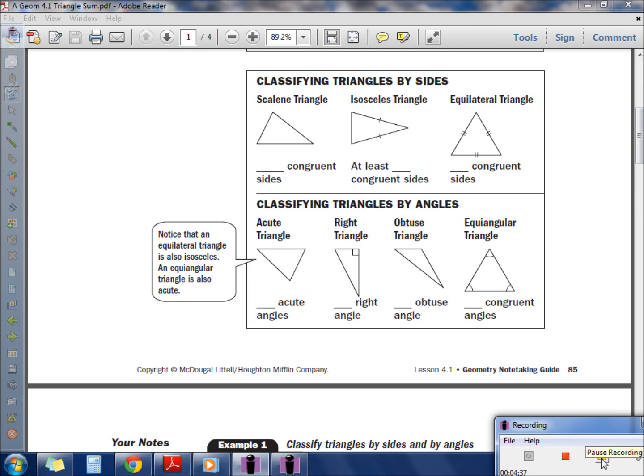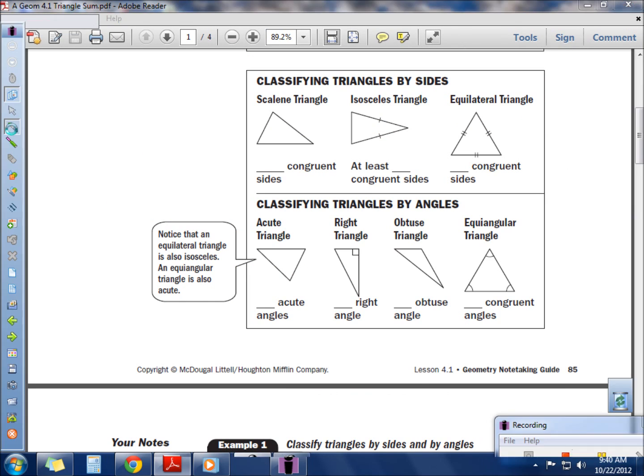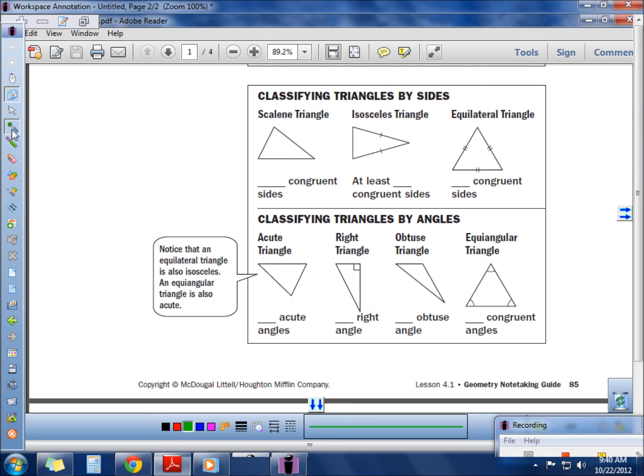Next up, we have classifying triangles. This is stuff from elementary school, so you better know this already. If you don't, get it today. A scalene triangle has how many congruent sides? 0. So none of those sides are congruent. Here are the marks that would look like that. So a 1 mark, a 2 congruent mark, and a 3 congruent mark.